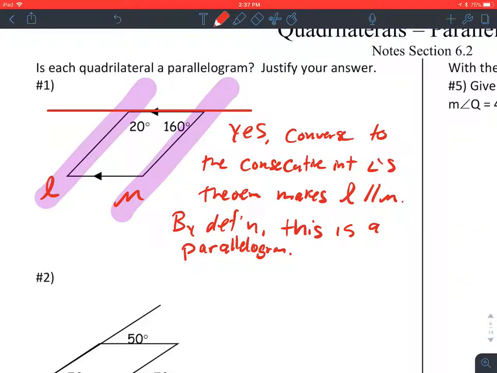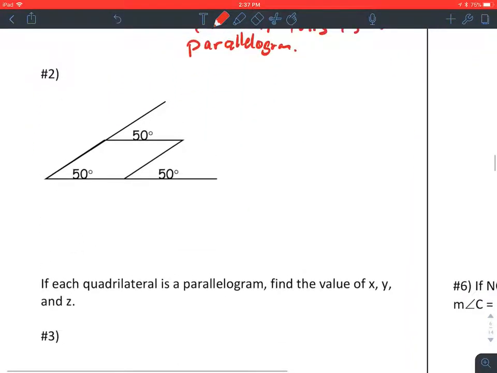Number 2. Same directions. Is this a parallelogram? If so, why? Well, check this out. Let me name some of these things. Let's call this L. I'm going to extend this.